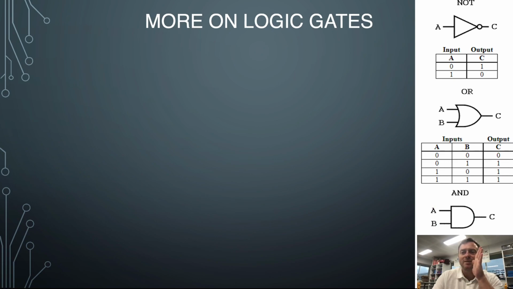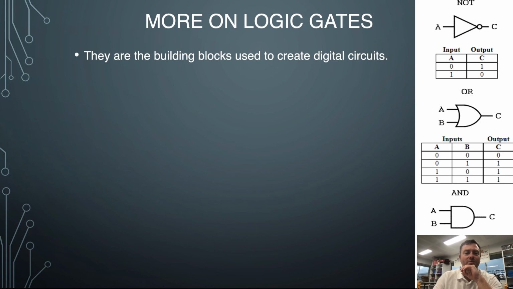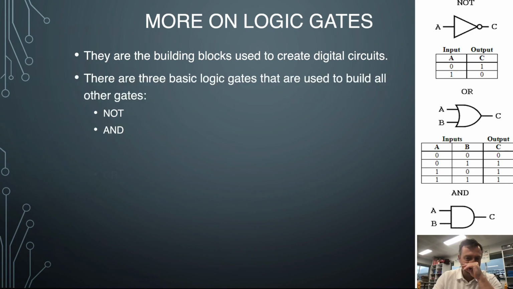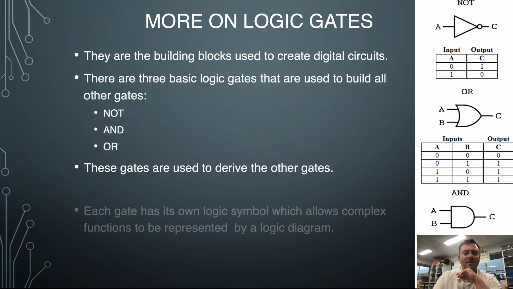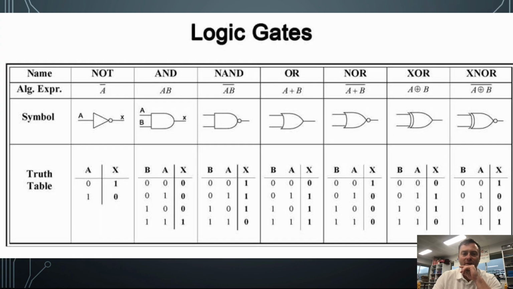The NOT gate, like I said, is a triangle with a little circle. The OR looks like the Star Trek logo on the side, and the AND gate is basically a D. These are all the building blocks that you need to know, and these help derive all the other gates that you can build, which is kind of cool. So there's a huge truth table with all the different symbols and everything that you can see.